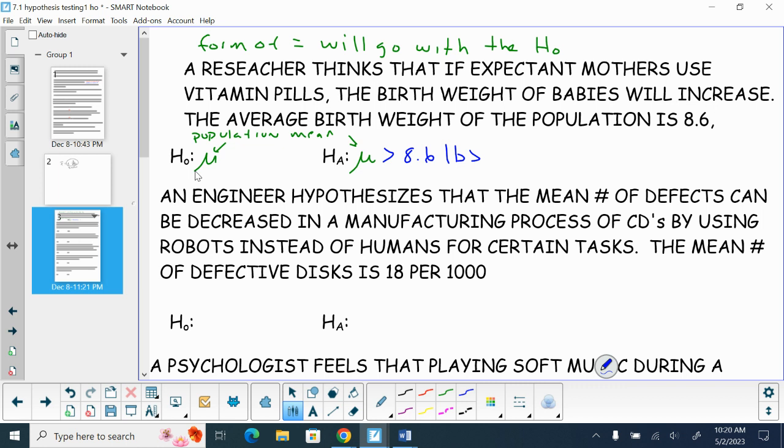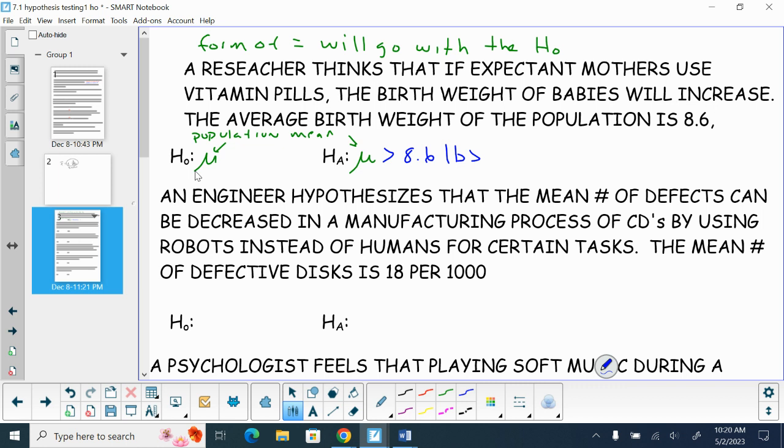So at that point, we can now gather data and do a statistical analysis on that. We could do research. Okay, this set of people are given these pills. Let's take a look at the birth weight of the children at that point. What's the birth weight? Is it going to be greater than 8.6 pounds? Or what's going to happen? What's the mean going to be?